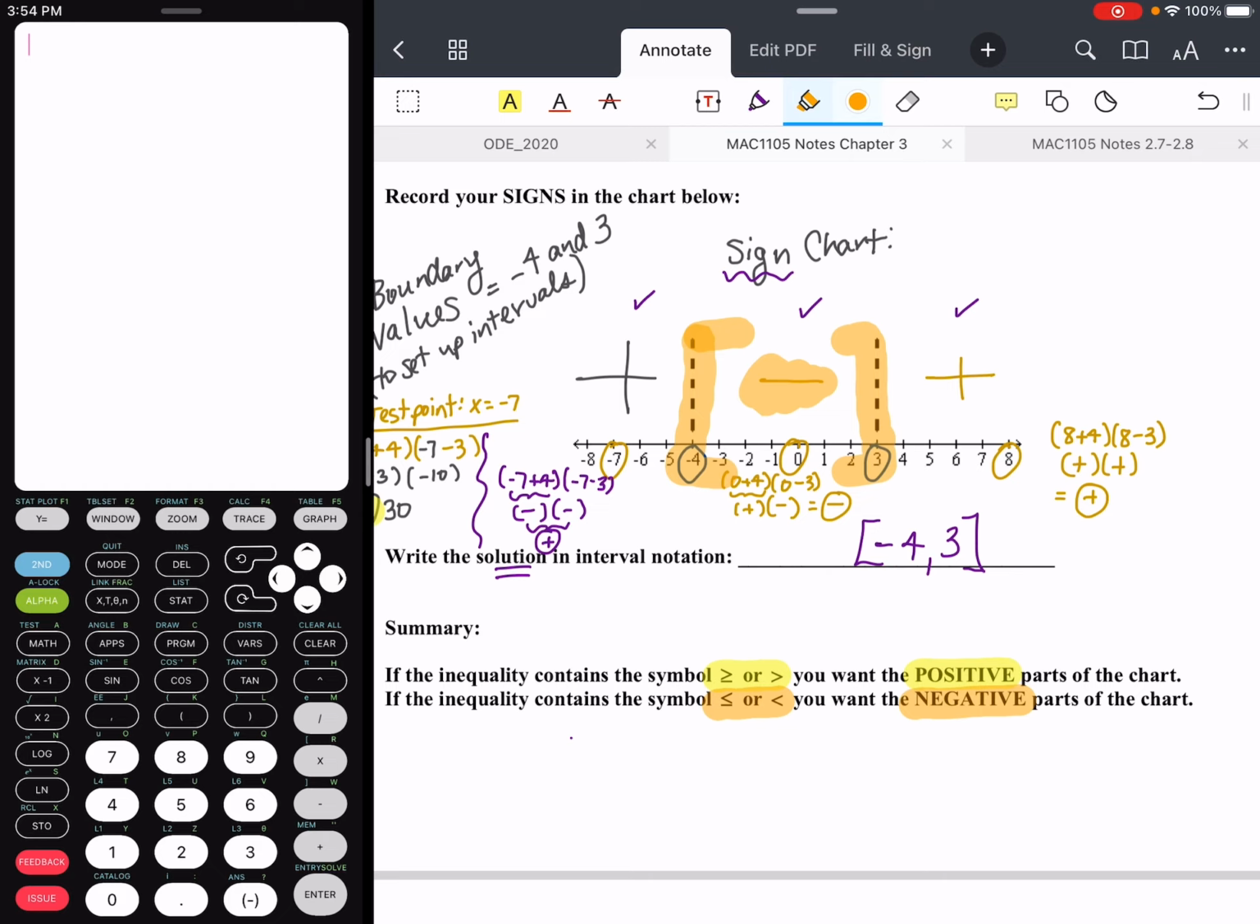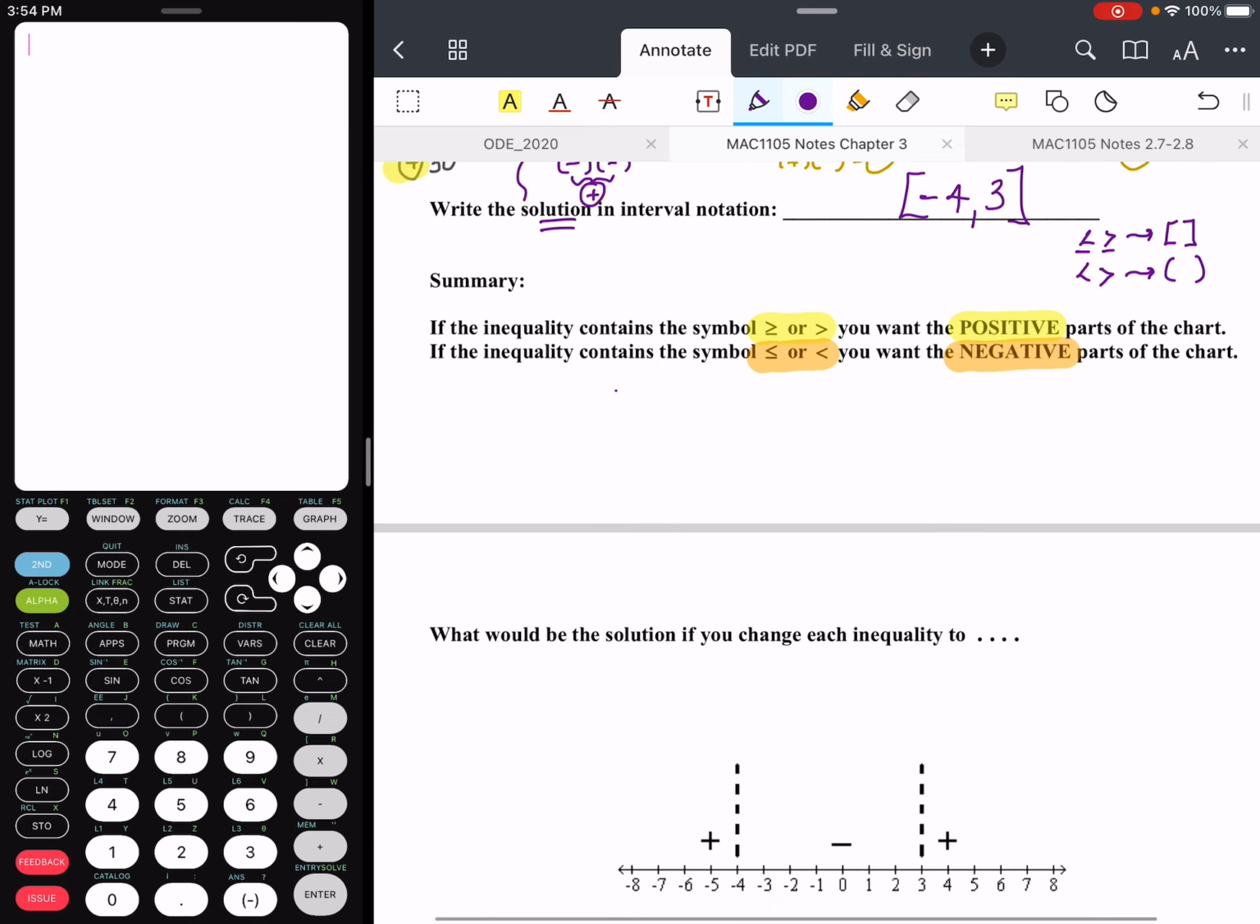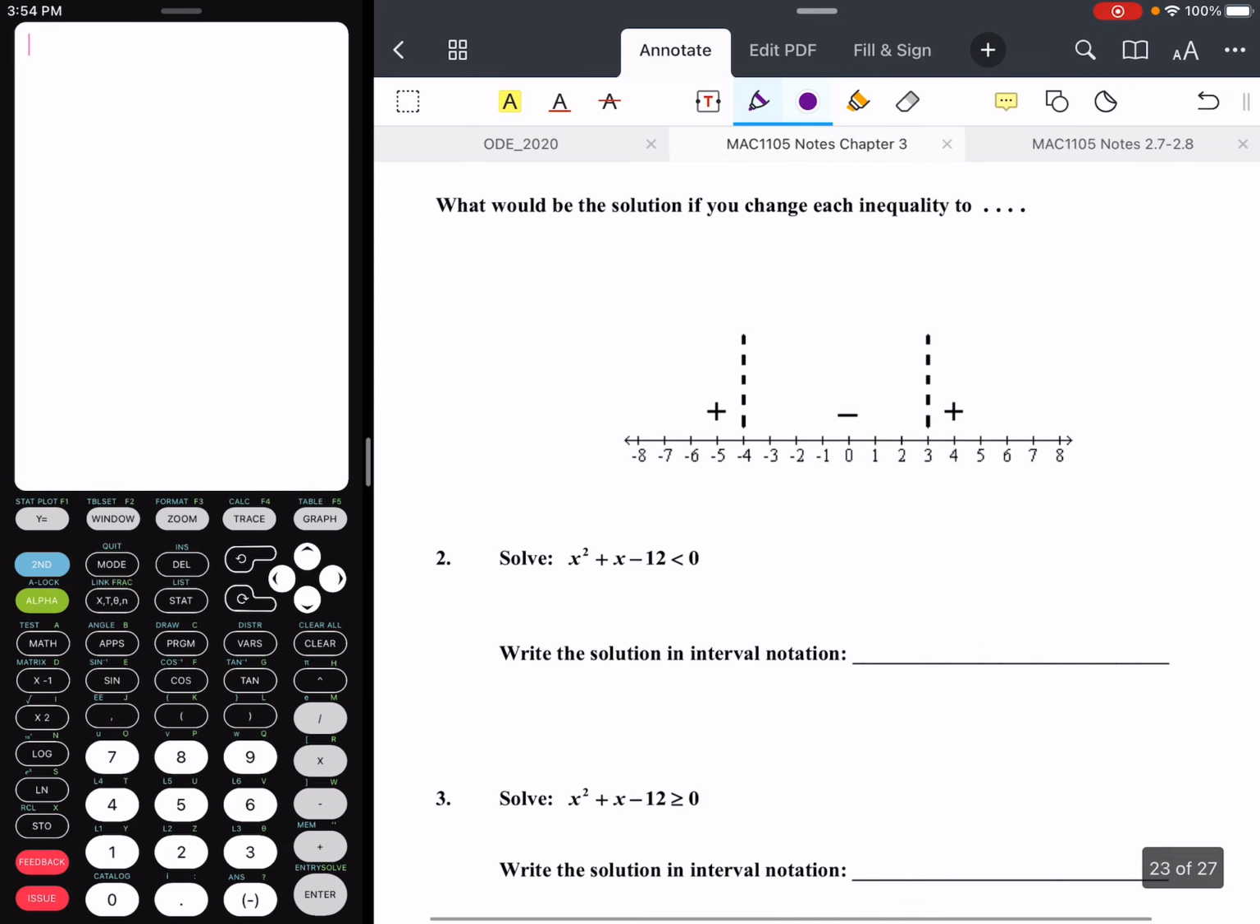And if you have less than or equal to or greater than or equal to, you use your square brackets. If you have less than or greater than, you're going to use your rounded parentheses and not include those end values. Okay.